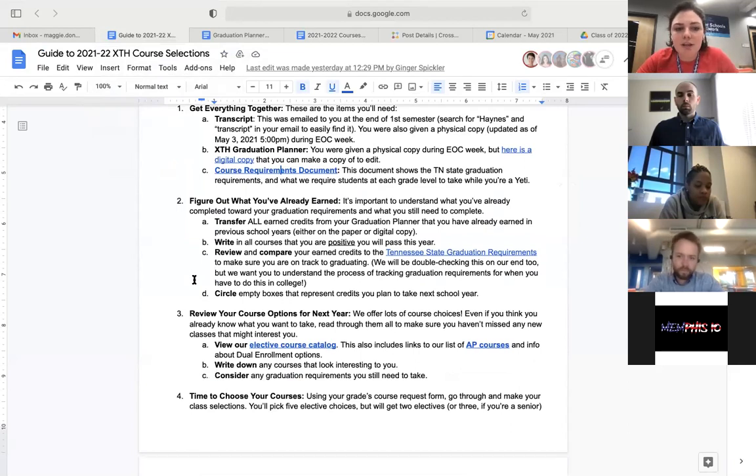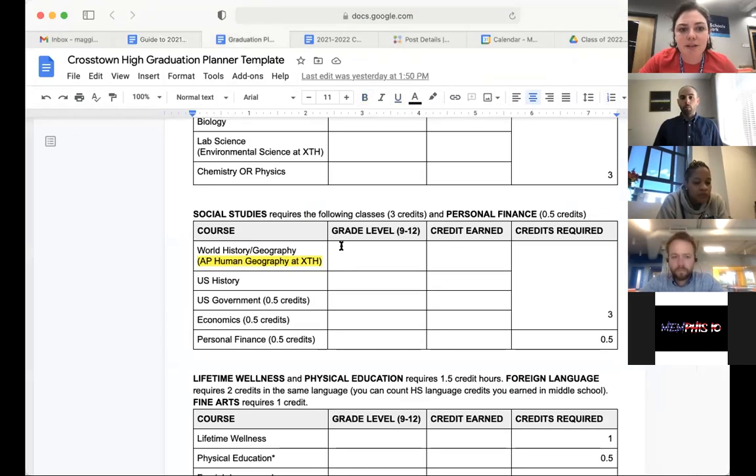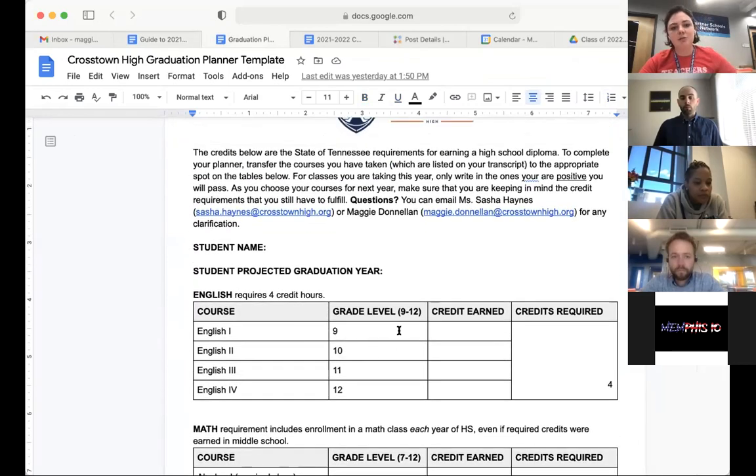Now, while you're looking at your graduation planner and your transcript, what I want you to do is next to your transcript, you will see however many credits you've earned for whatever class you've taken. Any of them right now at Crosstown will only show up as half a credit, because that's what you've earned so far. So at the end of the semester, it should be 1 whole credit if you pass your classes. But right now it's just a half a credit. So in your graduation planner, next to English 1, you will say credit earned, half a credit.